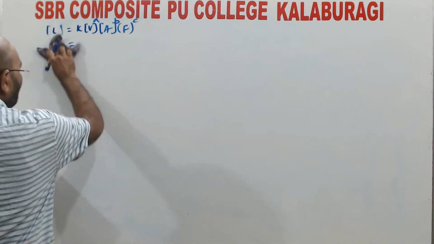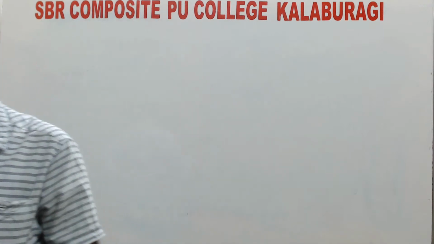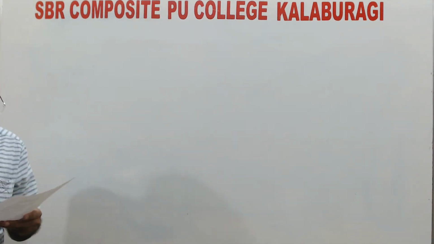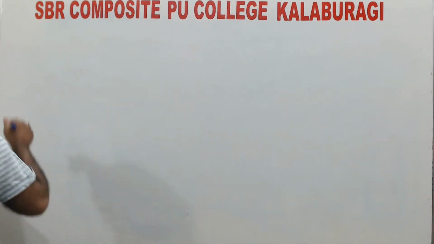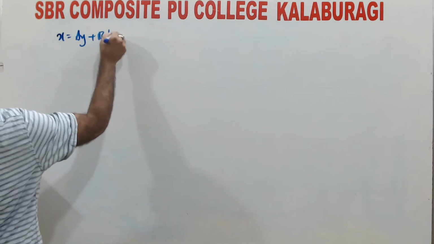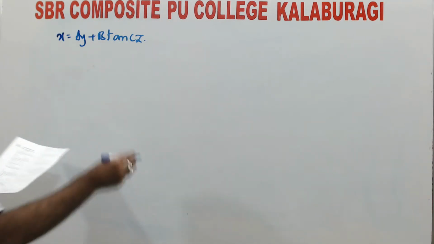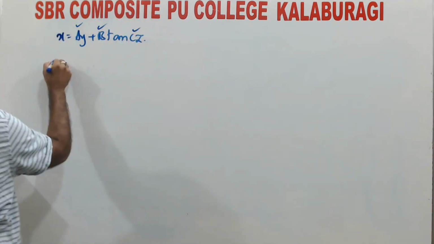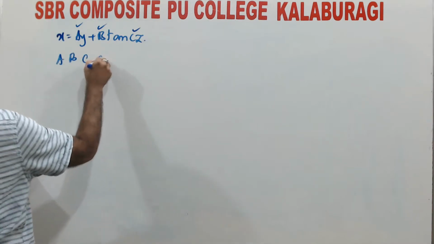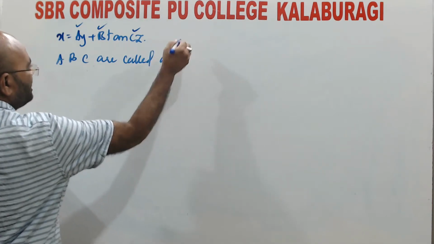Then the next question: a physical quantity X depends on the quantities Y and Z as follows. X equals AY plus B tan CZ, where A, B and C are constants. These will be constants.